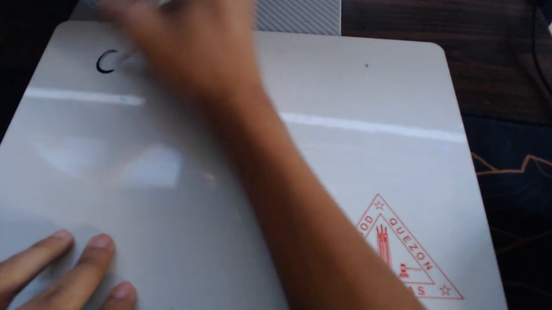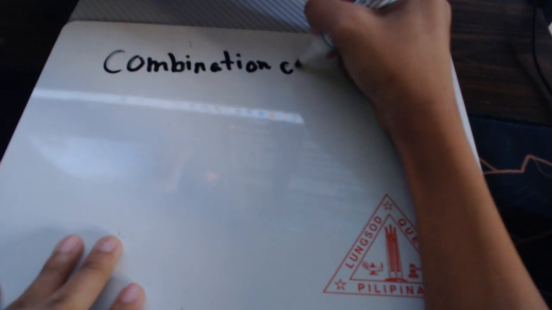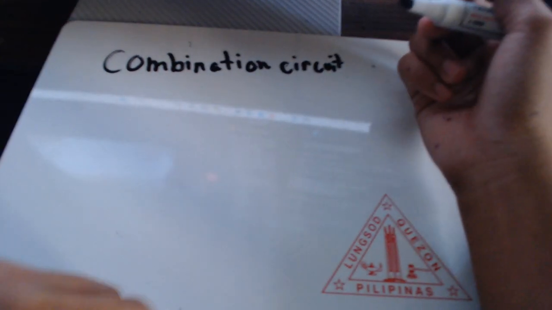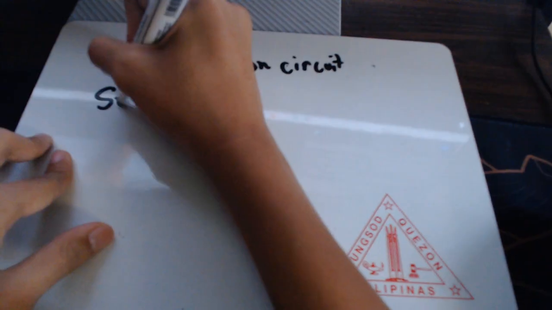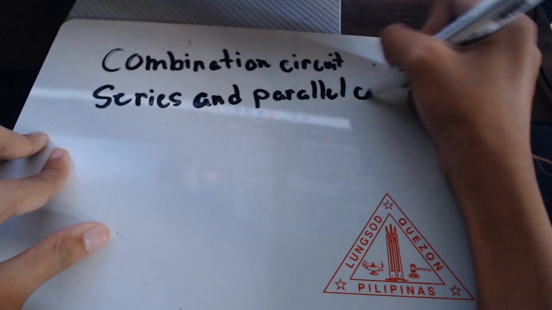Now moving on is the most important part, the combination circuit, which we are tackling for this lesson. It is a combination of series and parallel circuits.